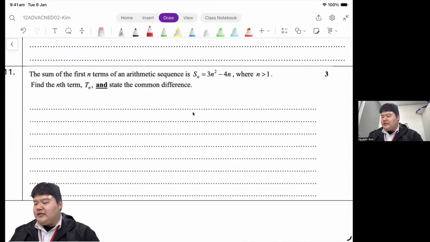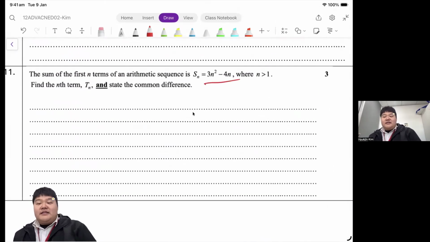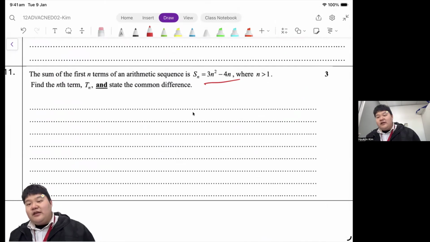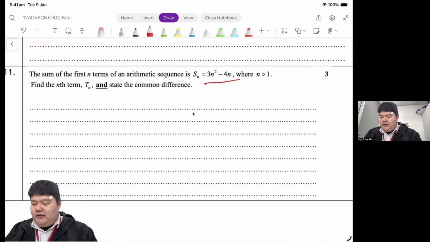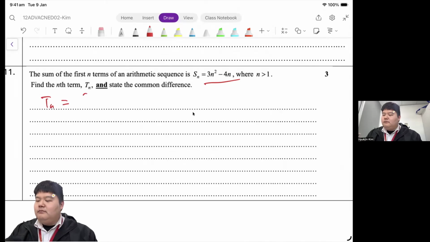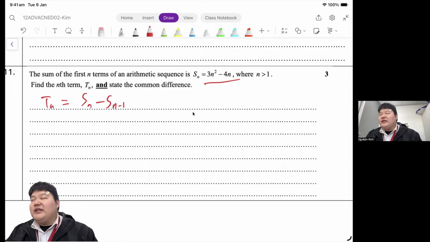Sum is given as this. Like, look, if you're only given the sum expression, you need to think of a new way to express it. The nth term is always the sum of n many terms minus the sum of n minus one terms.